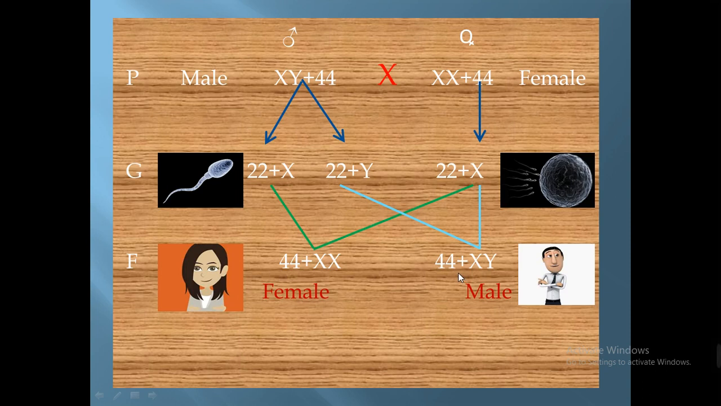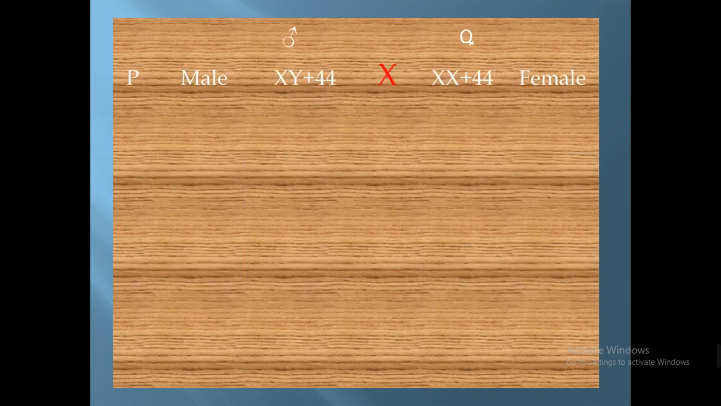But what will happen if the crossing is between this normal male, whose karyotype is 44 plus XY, and the normal female, which is 44 plus XX, but during the meiosis division for the ovum of the female.